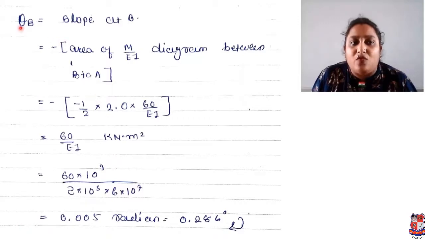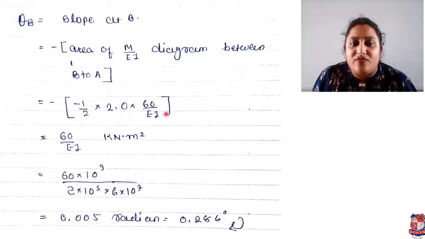Then we have to find theta B. Theta B is the slope at B. So very first in theorem 1 I told you whenever slope is concerned we have to find the area of that M upon EI diagram. Okay. So you can see theta B is equal to slope at B. Therefore slope at B is equal to negative area of the M upon EI diagram between B to A. Okay. So the minus sign is concerned. Our area was already negative because it was downward and it was in triangular shape.